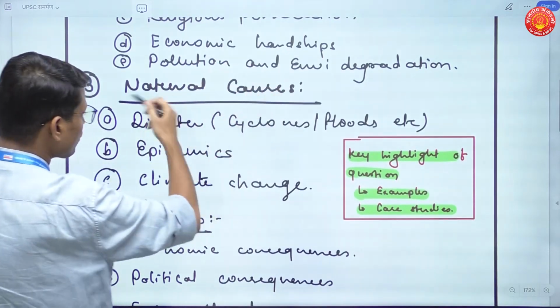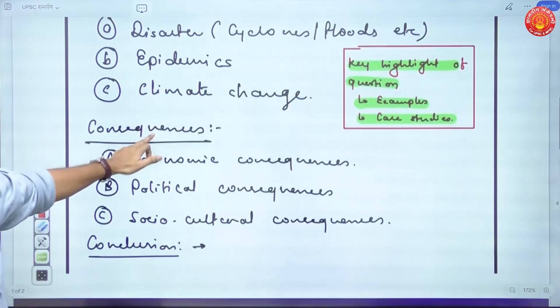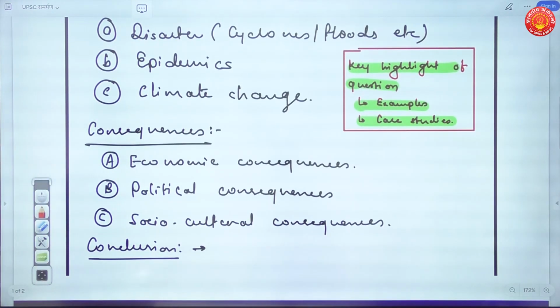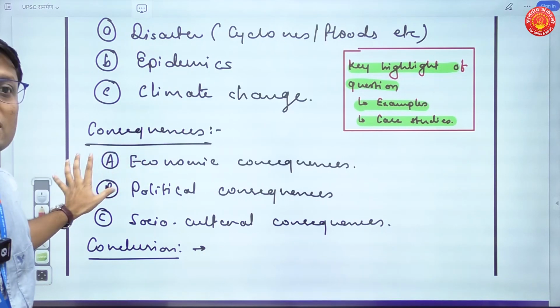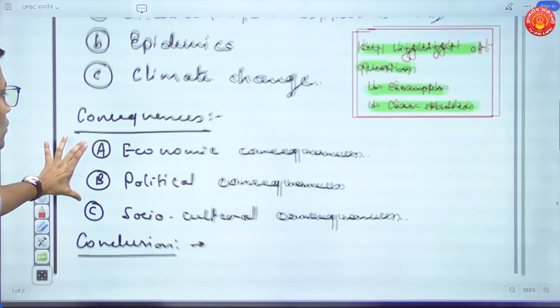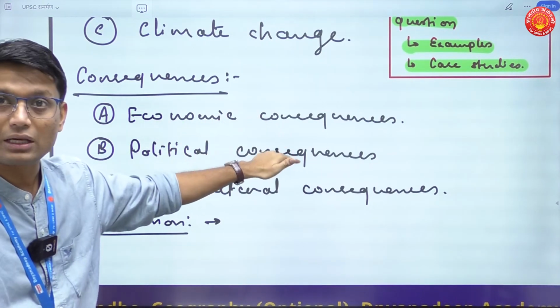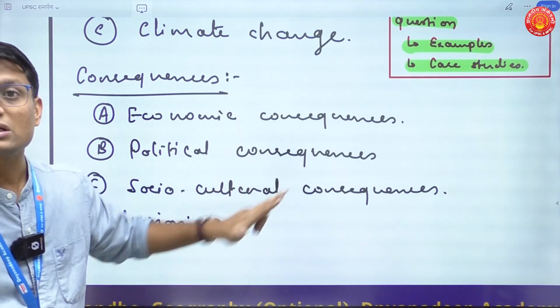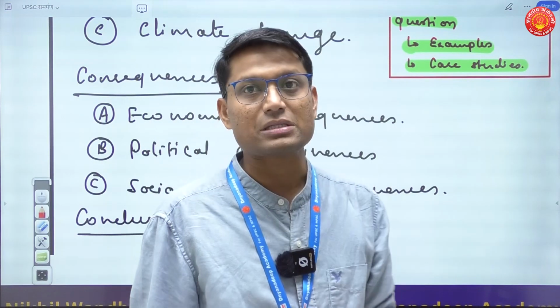Further, I have natural causes: disaster, epidemic, climate change. For each one of these, you have a lot of examples. Now, we also have to provide consequences. So I am going for consequences as well. But when it comes to consequences, again, I am making certain sections. So I will be talking about economic consequences, political consequences, and then socio-cultural consequences, right? Again, in each of these, give examples.